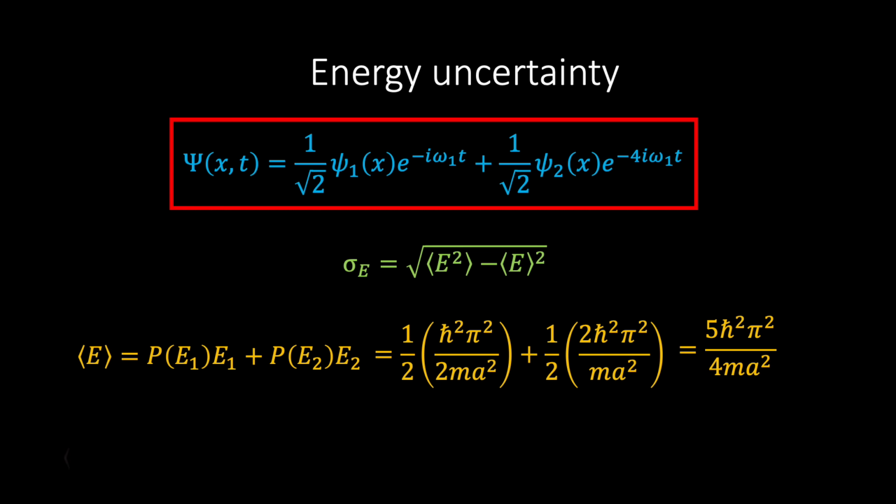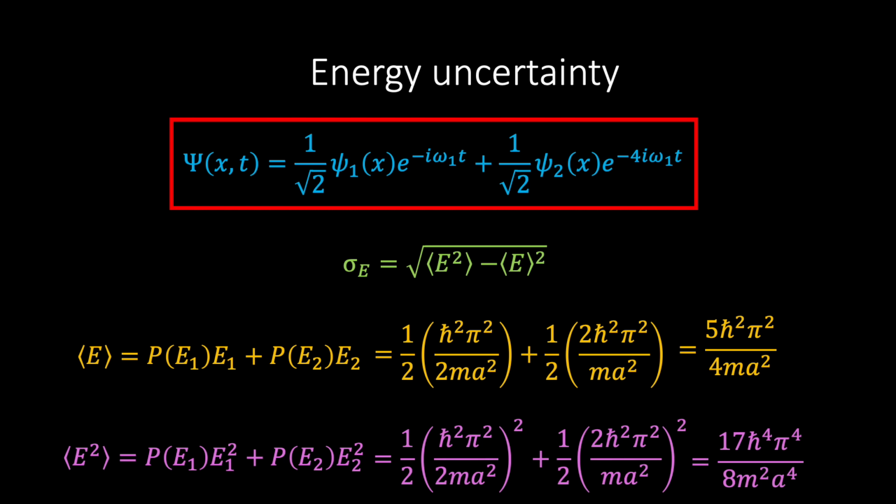Next, we can calculate the expectation value of the square of the energy, which after a simple calculation results in the following expression. Now, if we sub these expressions into the standard deviation equation, we see that the uncertainty in the energy is not zero. And so we see that by forming a linear combination of states, we have introduced uncertainty into the energy of the particle, which is exactly what we expect based on our earlier discussion. Quantum states with uncertain energy are called non-stationary states because they have some observable properties that change with time.